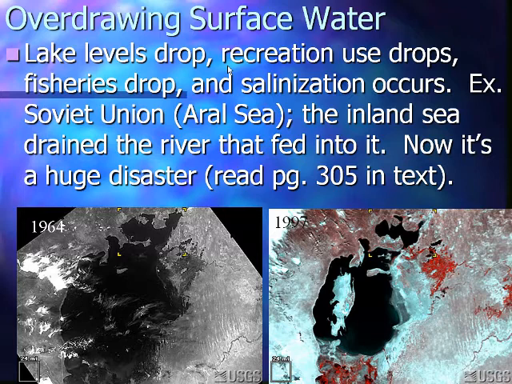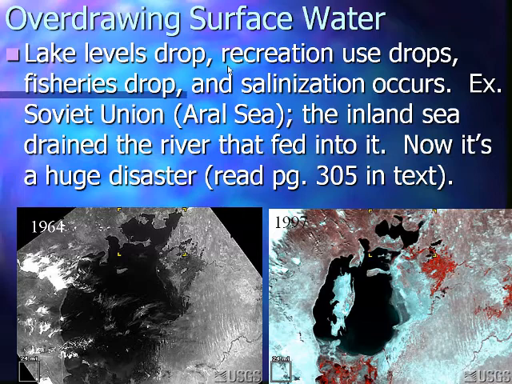That Soviet Union Aral Sea is in page 305 in your text. Roundabout in there, that might be an old page number. But if you can't find it, just Google it. These are satellite pictures of it where they drained that river that led into the lake, and now you see just a drastic change in the biodiversity, the human use of the lake.